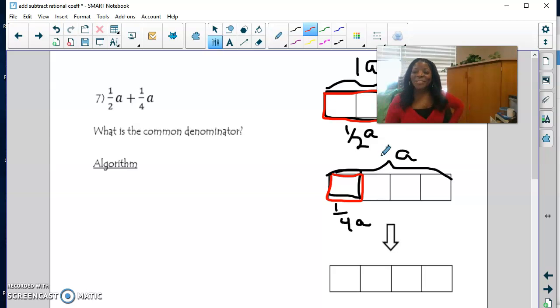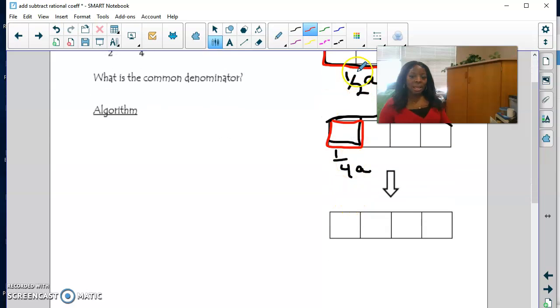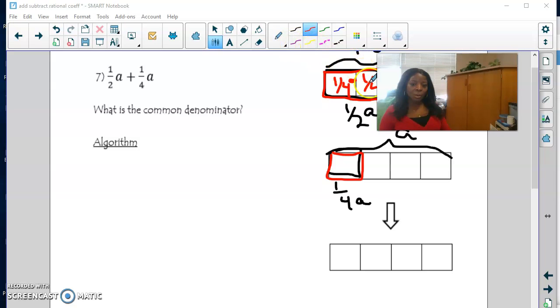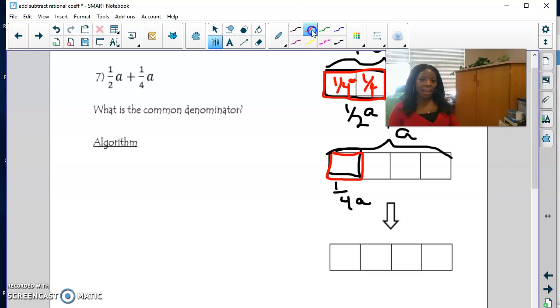So, finding a common denominator is what we do to enable us to add fractions. In this case, we can see that if you take 1/2 and cut it into halves, you actually get fourths, okay? So 1/4 plus 1/4 of A, that's 2/4 of A. 2/4 is an equivalent fraction to a half. And we're going to do the algorithm for that, or the math.